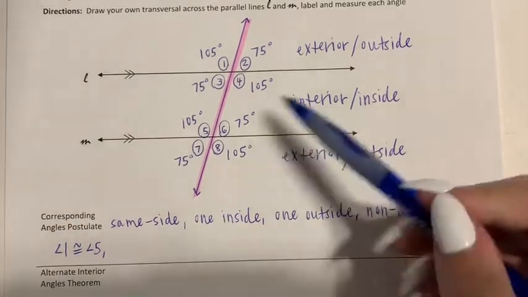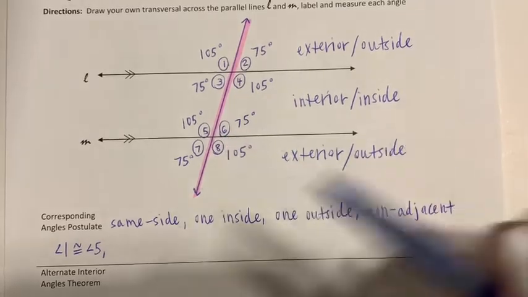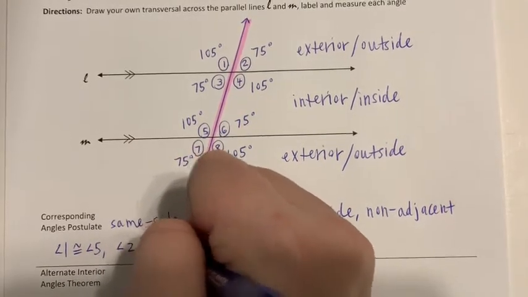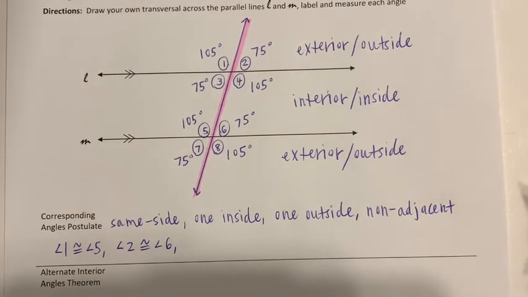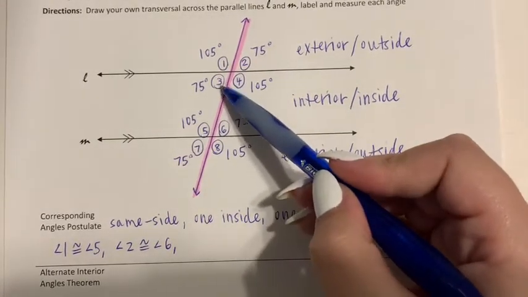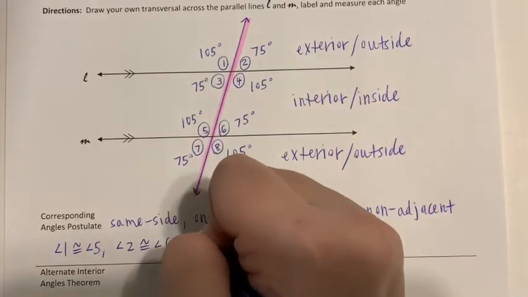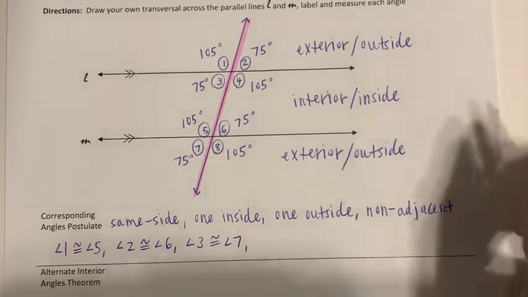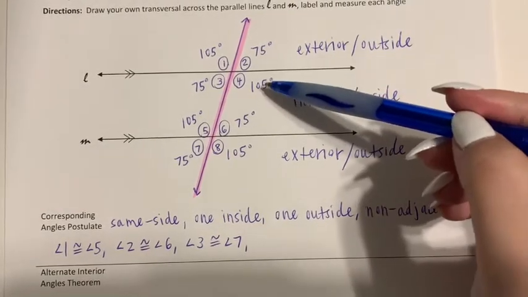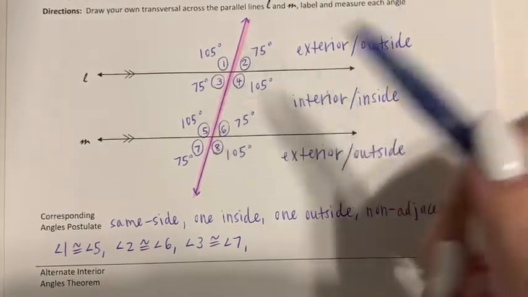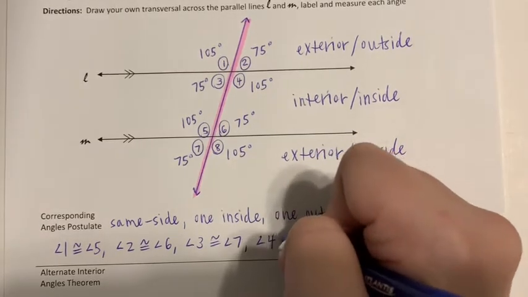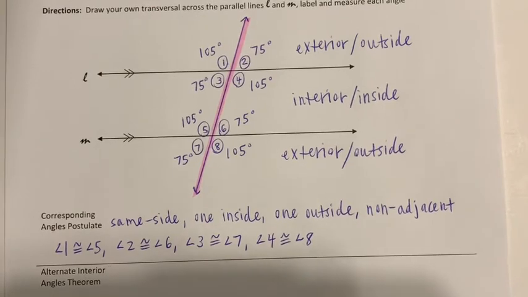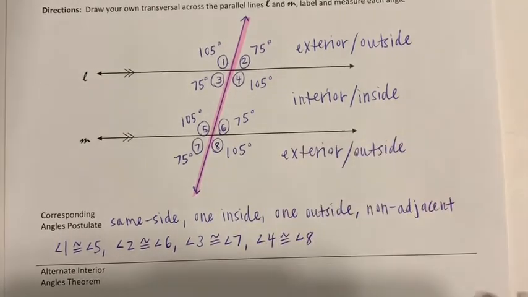Another pair of corresponding angles would be angles 2 and 6. Angle 2 is congruent to angle 6. Another pair would be angles 3 and 7. Angle 3 is congruent to angle 7. And a last corresponding angle pair would be angles 4 and 8. Angle 4 is congruent to angle 8. So I have 4 pairs of corresponding angles from my figure.